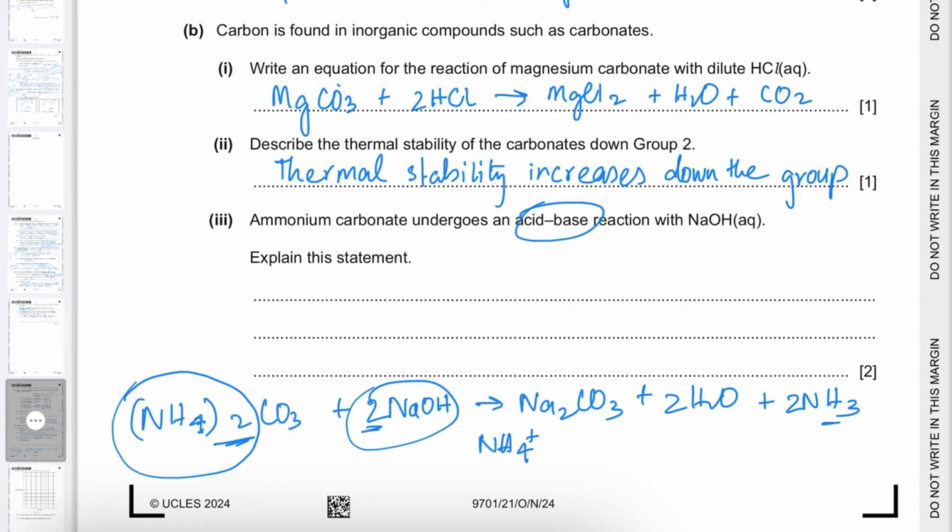Ammonium ion, which has dative covalent bonds in its structure, can also dissociate to produce a proton. This proton is the reason the ammonium ion is acidic in nature, and it can undergo acid-base reaction with sodium hydroxide. This proton will be accepted by sodium hydroxide or the hydroxide ions. Since these 2 molecules react to produce water, this is going to be an acid-base reaction.